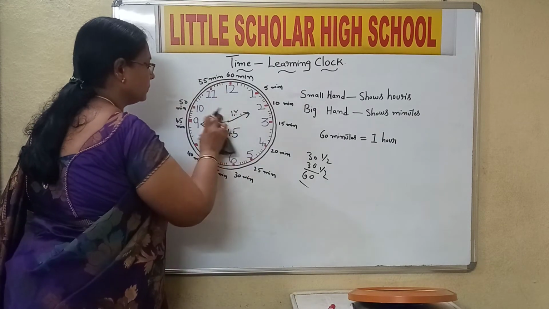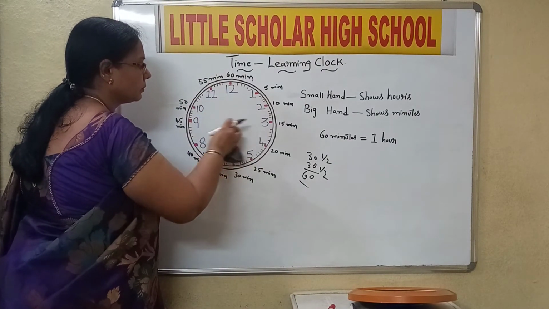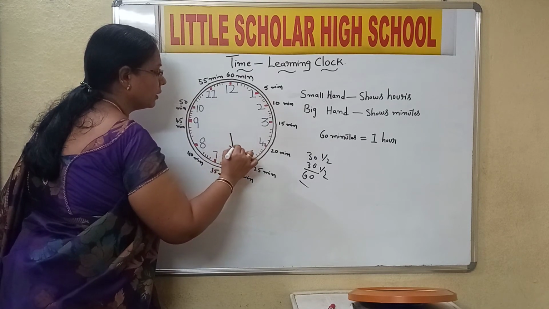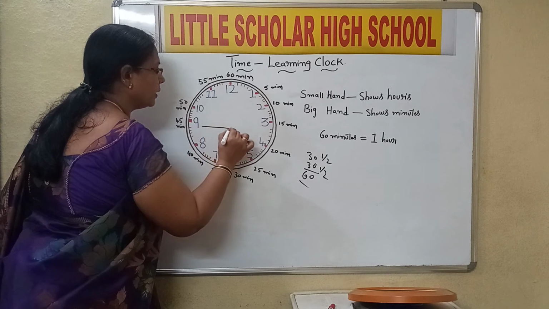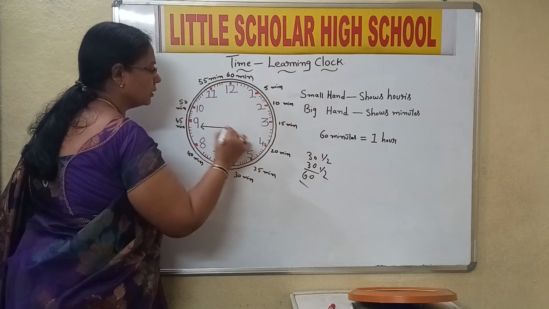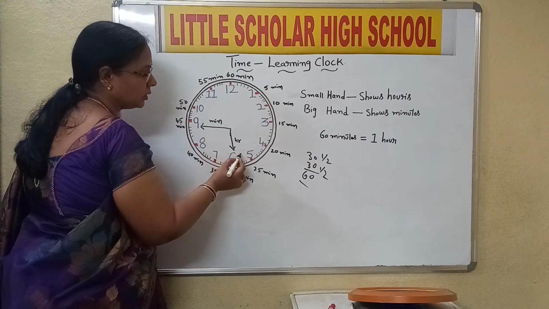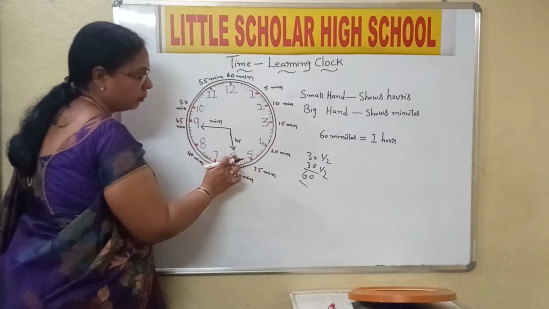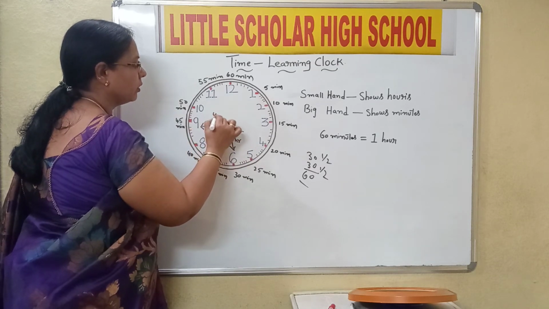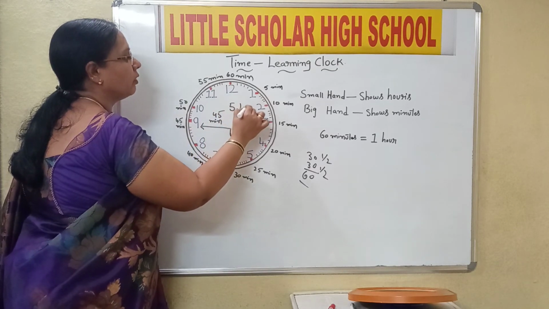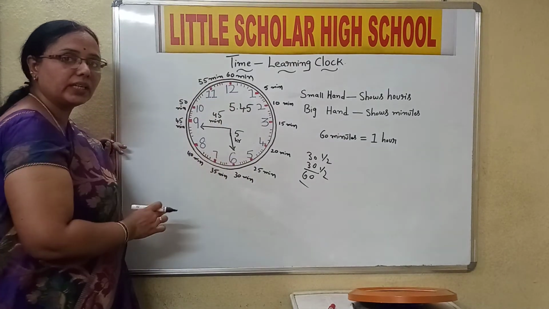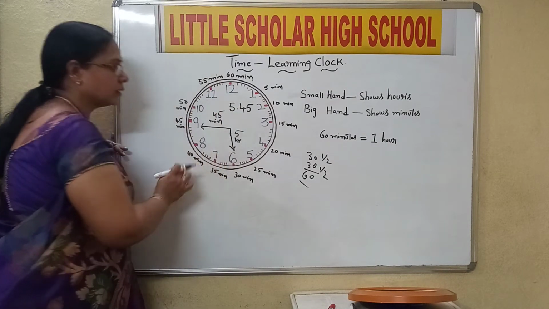Let me do one more. See. Now for example, this is the small needle and this is the big needle. Okay. Now what is the time? This is hours. This is minutes. This is still not exactly on 6. It is in between only. So, 5. This is 45. So, what is the time? 5:45, or we can say quarter to 6.